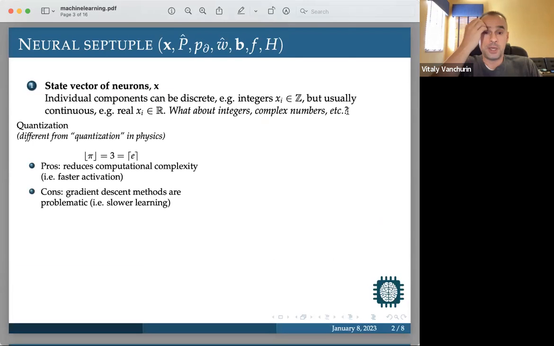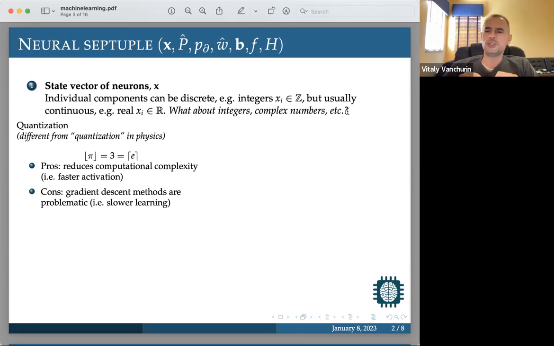Okay, so the integers part. In data science, it's usually called quantization. It's a pity that this term was used, because quantization in physics means something completely different. We'll get to that in later lectures. But what it means in data science is that instead of using real numbers, you round them. You use some discretized version of them.